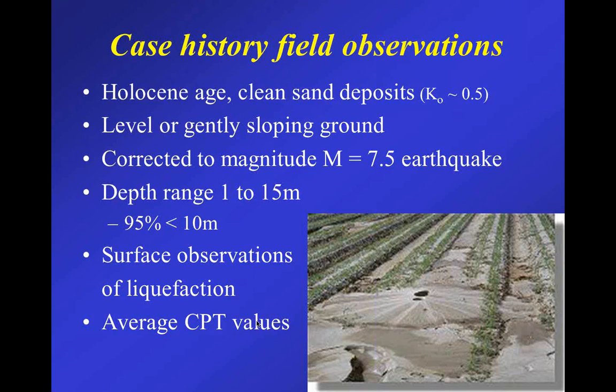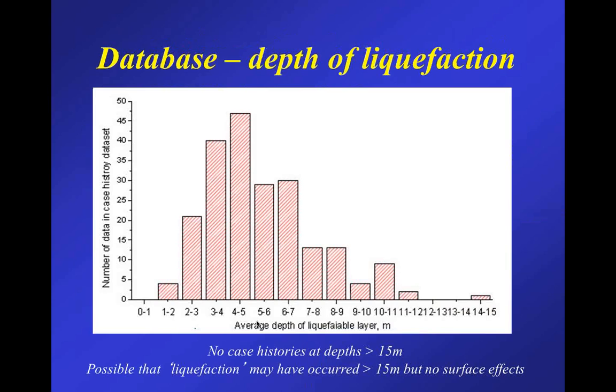And then also it's based on average penetration values. In the early days it was average SPT, now it's average CPT values. And so in summary, if you look at the number of case histories versus depth in the database, you can see that most of them are less than 10 meters, with the average being around 5 or 6 meters. So it's possible that liquefaction may have occurred at greater than 15 meters. It's just that we don't see many of those effects.